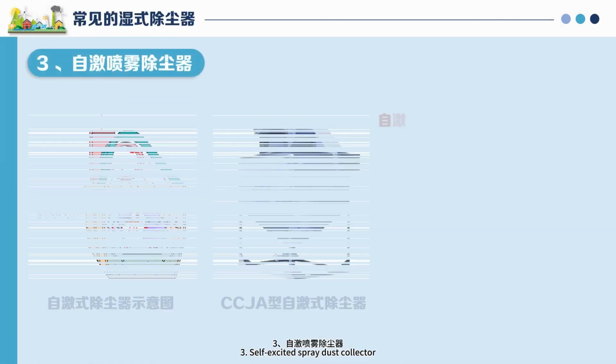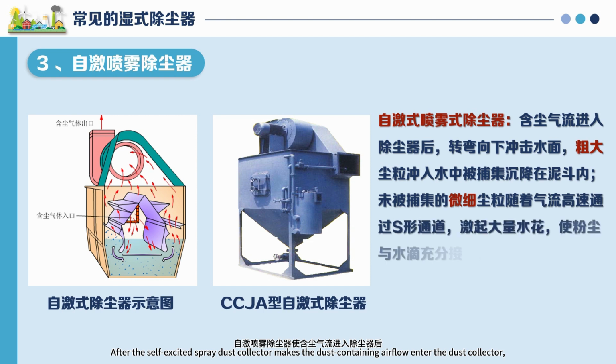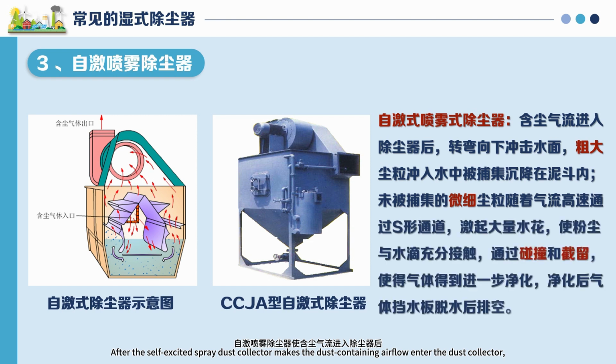3. Self-excited spray dust collector. In the self-excited spray dust collector, the dust-containing airflow enters the dust collector, turns downward and hits the water surface. Coarse dust particles rush into the water and are caught. Fine dust particles settle in mud hoppers and are not replenished.